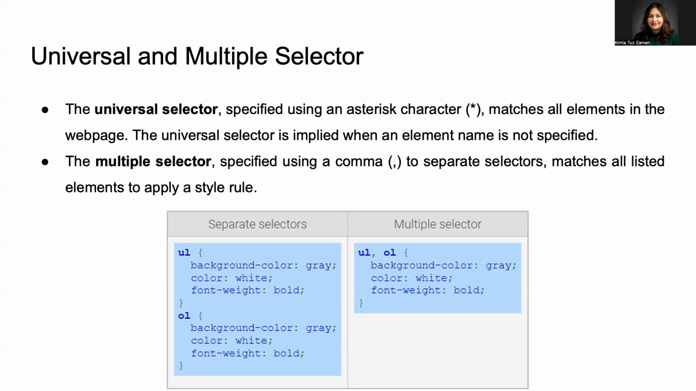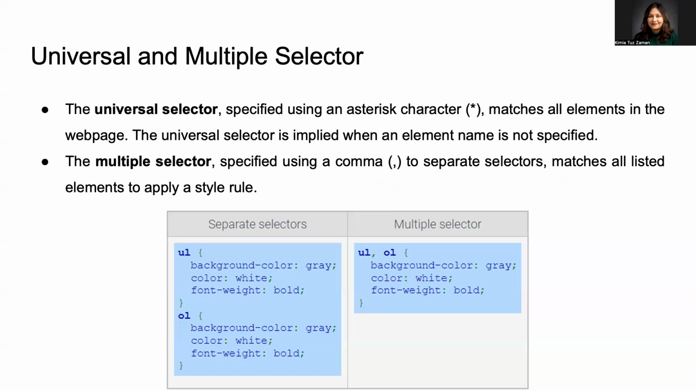Next, the multiple selector. Instead of writing separate rules for each element, we can group them together by separating the selectors with a comma. For example, in the code on the right, instead of writing one rule for the unordered list and another for the ordered list, we combine them both, unordered and ordered list, so they share the same styles. This makes your CSS much cleaner and avoids repeating the same declaration again and again.